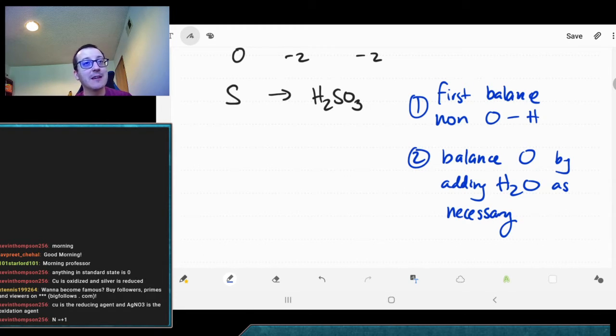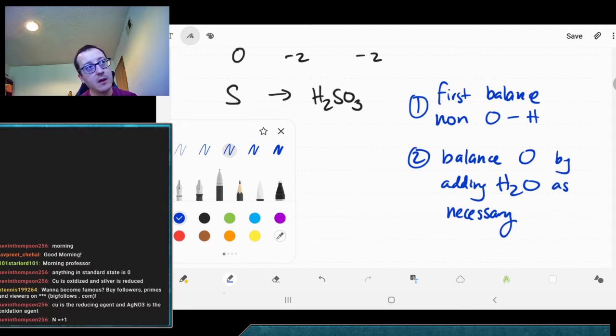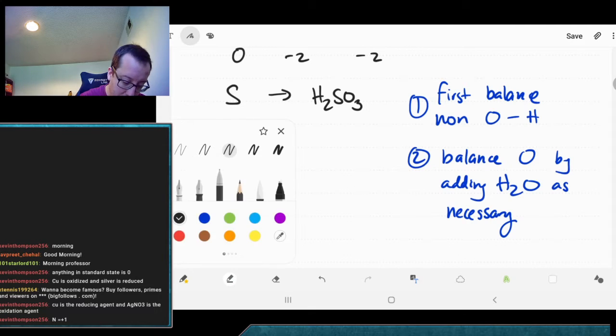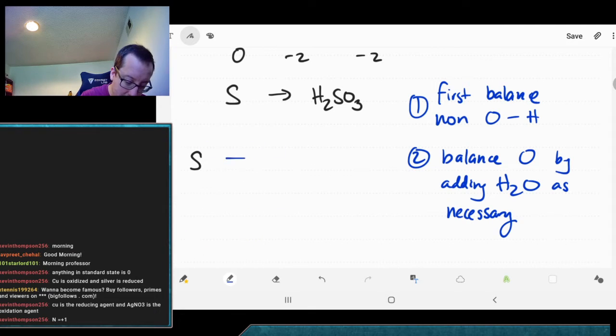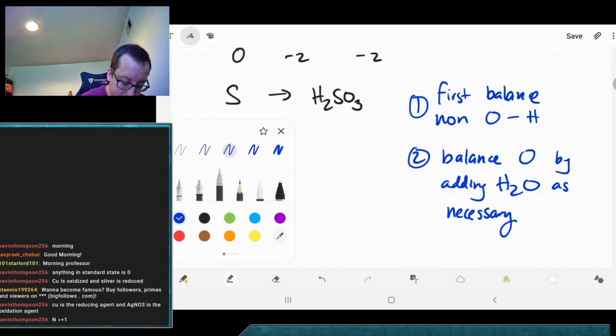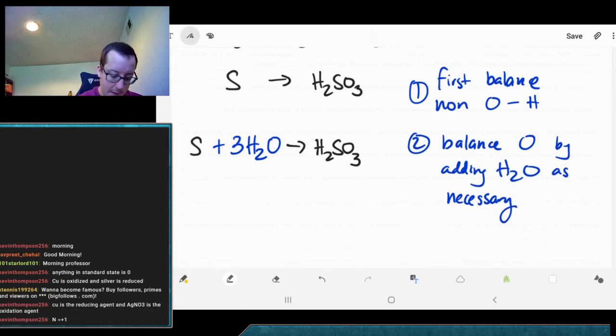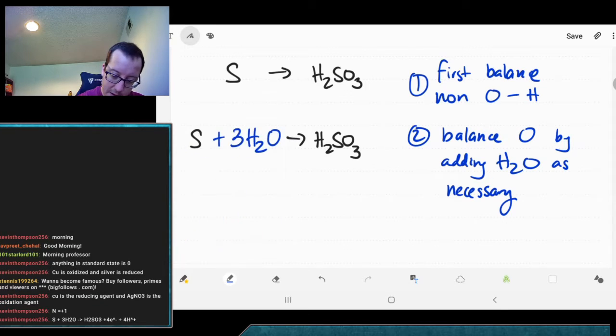So if we want to balance out our oxygens, we have 3 oxygens on the right side and 1 or 0 on the left side. Hopefully that part is obvious. So if we want to balance that out, we can add 3 waters. So now our oxygen is balanced. Next, we want to balance out the hydrogen.